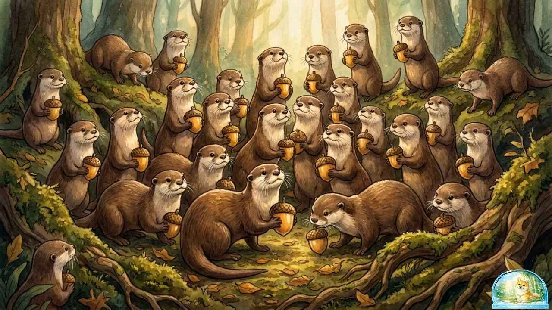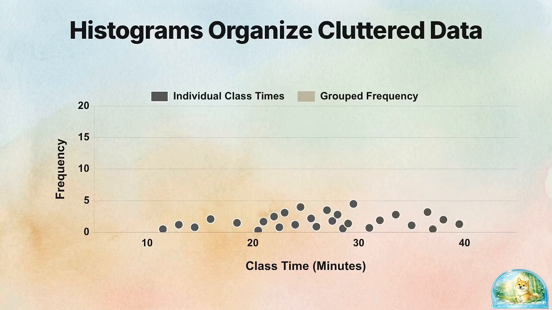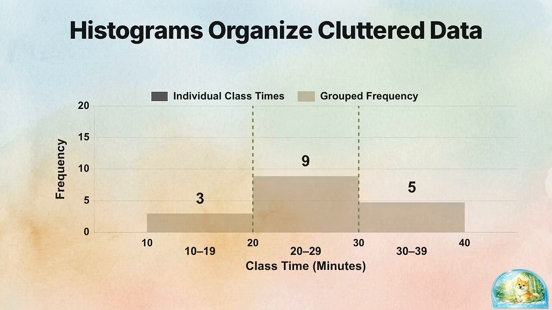Now consider a teacher who has a long list of recorded class times, ranging from 10 to 39 minutes. If we try to plot every single one of these times individually, the dots crowd together and become completely unreadable. To organize this, we group nearby values together by dividing the number line into equal width intervals, 10 to 19, 20 to 29, and 30 to 39. Then we build solid bars over each interval.